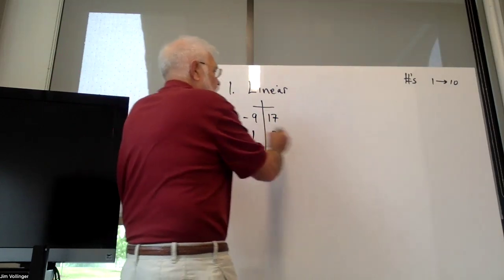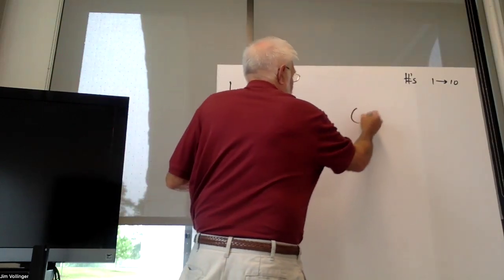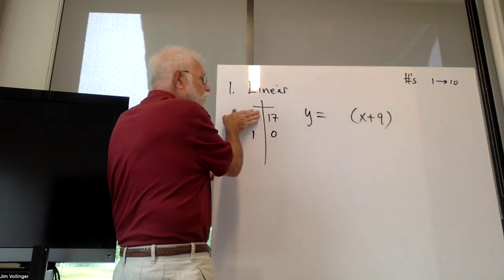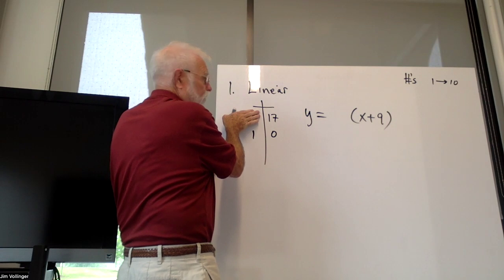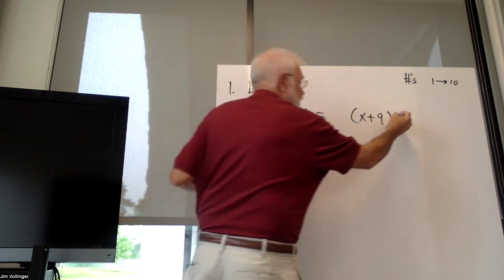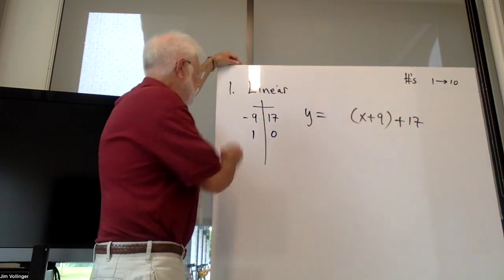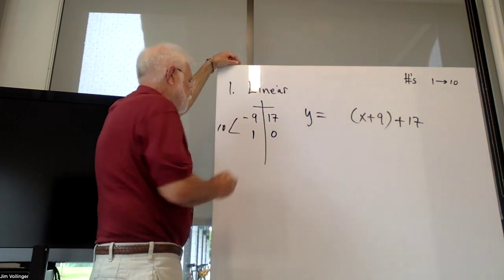So how do I get rid of -9? I want to add 9. If I add 9 to this number, it's gone. And if I want the y value of 17 to appear, I write it. Not rocket science. And so there we can see a change of 10.